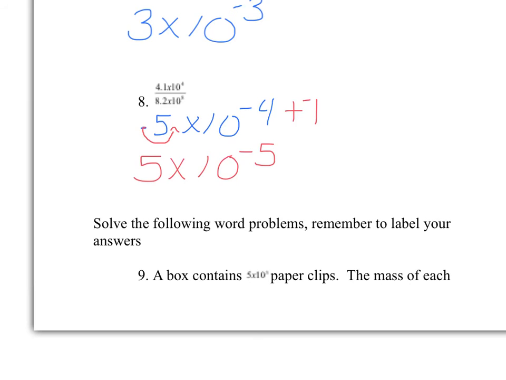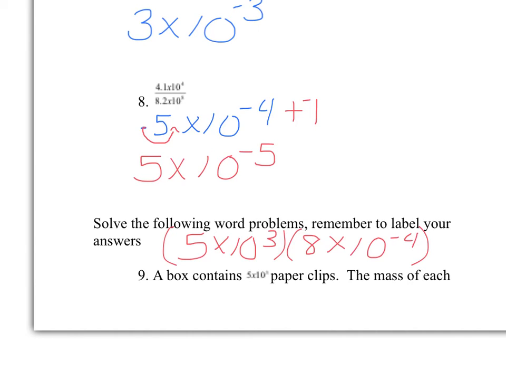Looks like problem 9 got cut off a little bit, but that's okay. We have enough room. We have the box that contains 5 times 10 to the third paper clips, and also in the problem it tells you that each paper clip has a mass of 8 times 10 to the negative fourth. If we want the combined mass or the total mass, we're going to want to multiply. Remember, with scientific notation, your choices are either multiplication or division. As soon as you see that word combined, it should indicate that we're going to multiply.